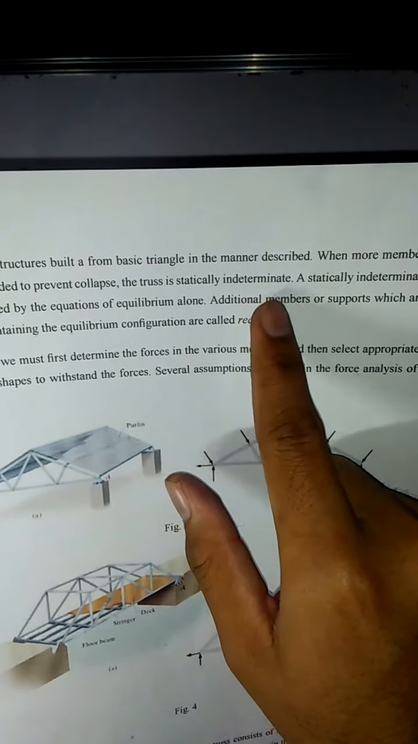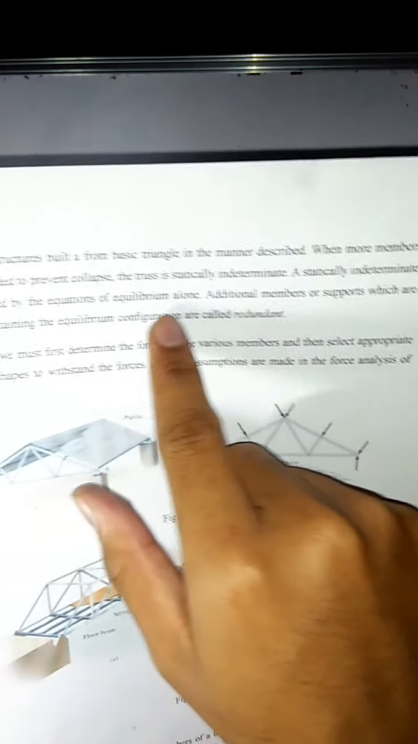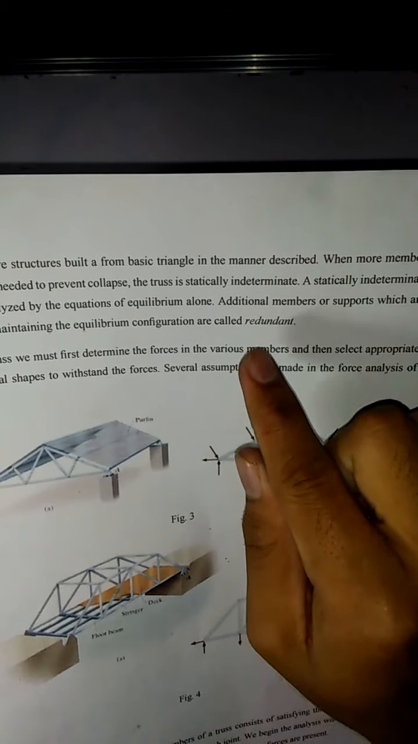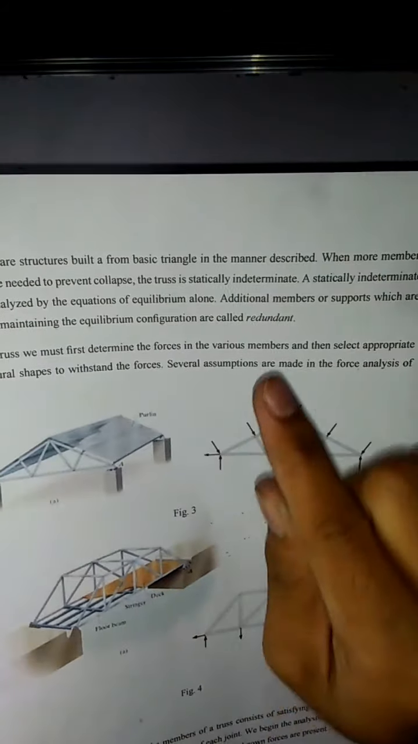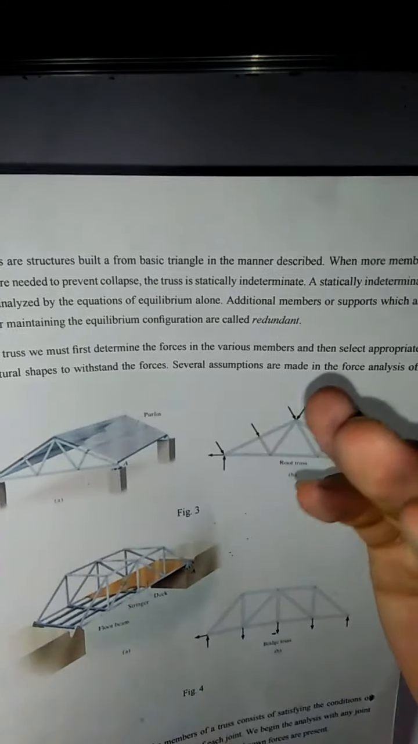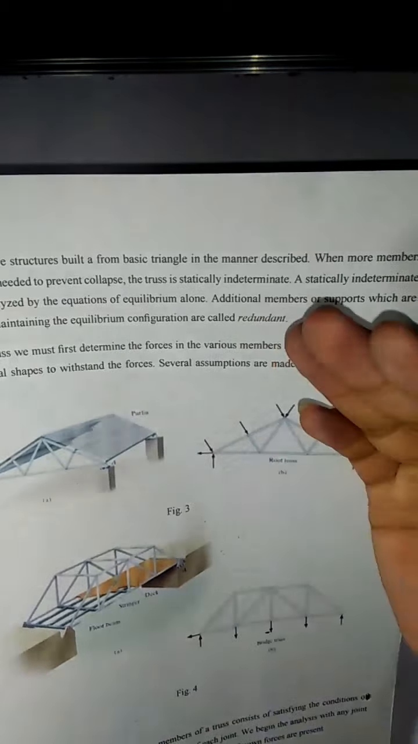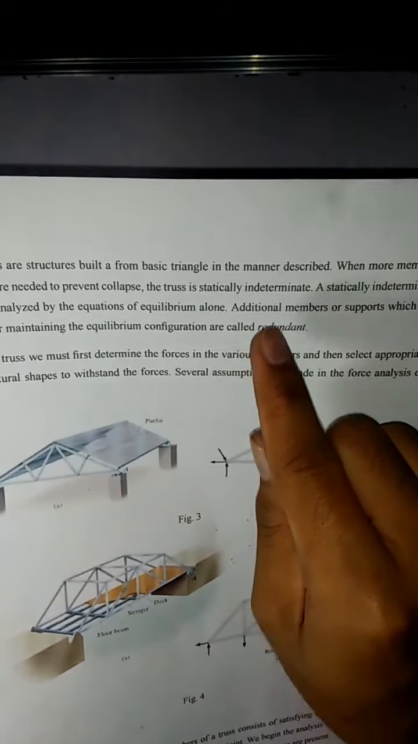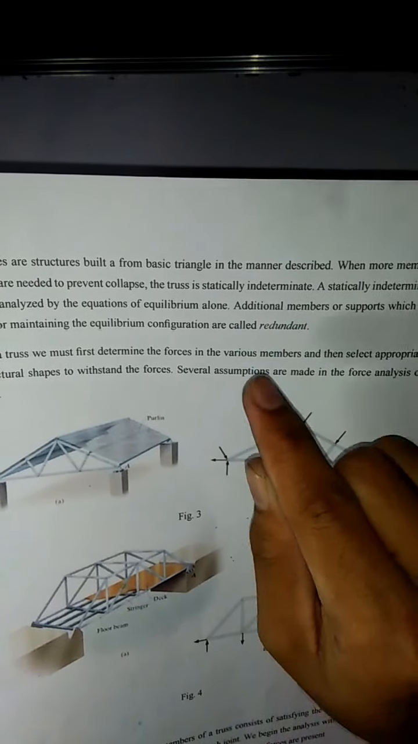Okay, so when more members are present than are needed to prevent collapse, the truss is statically indeterminate. A statically indeterminate truss cannot be analyzed by the equations of equilibrium alone. So itong statically indeterminate, meaning to say, this typical type of truss ay madidiscuss yan sa higher majors ninyo. For example, sa theory. Okay? So we will not be discussing this statically indeterminate. But at least you have encountered these terms.